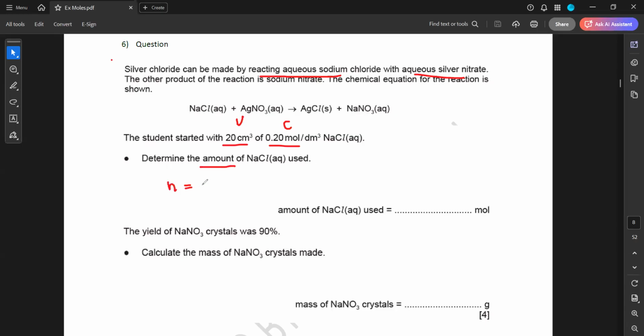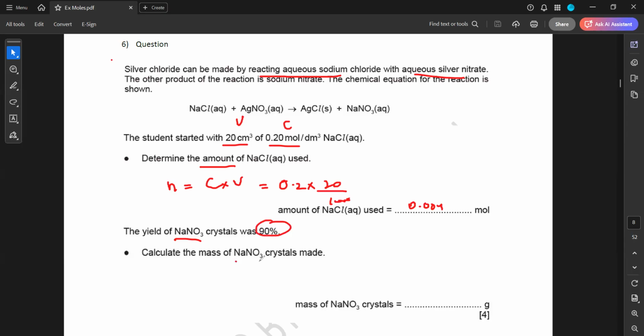So how to get the moles? Moles is concentration times the volume. Concentration is 0.2 and the volume is 20 divided by 1000. So we have 0.2 multiplied by 20 divided by 1000. That is 0.004 moles of sodium chloride. The yield is 90%, like he's only getting 90% of this.